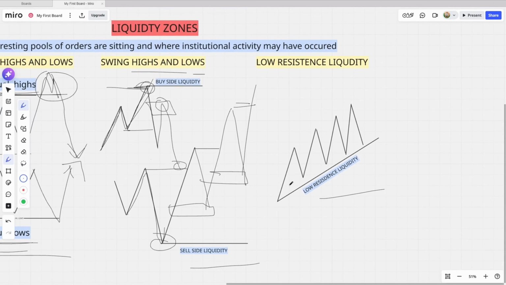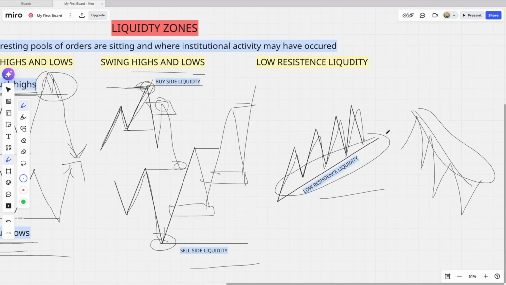Now let's talk about low resistance liquidity. Low resistance liquidity usually forms when you have multiple highs or multiple lows stacked closely together within a trend. These stacked highs or lows tell us that price has repeatedly reacted in the same area, but hasn't been able to fully break through yet. Because of this, liquidity starts building in that zone. You have stop losses, pending orders, and resting liquidity clustered around those levels.